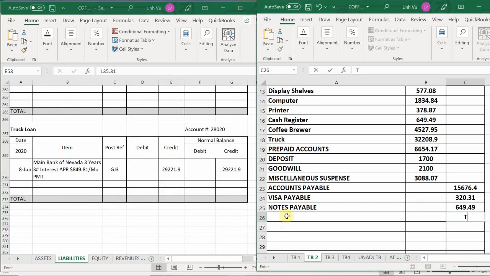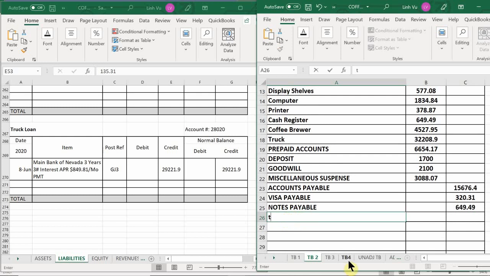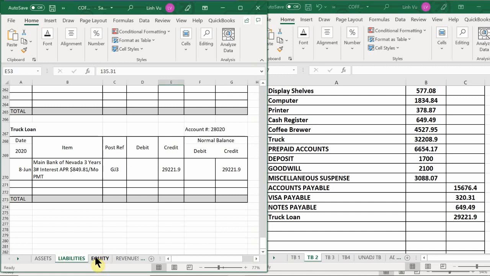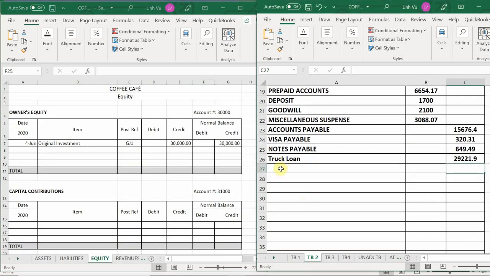29,221.90. Oh, hold on. No, it's 29,221.90. Okay, good. Okay, equity. Do we have any equity? Yes, we do. We do have equity.